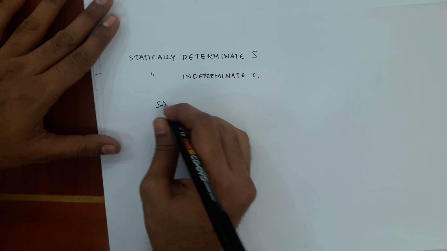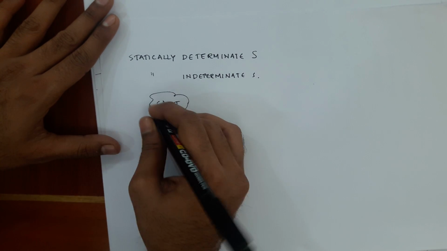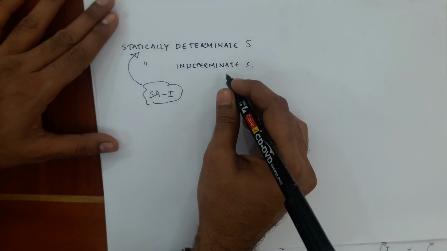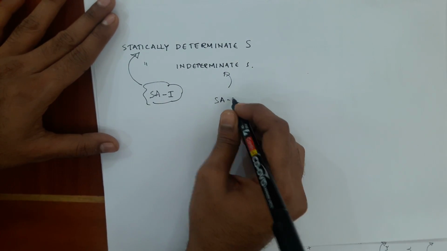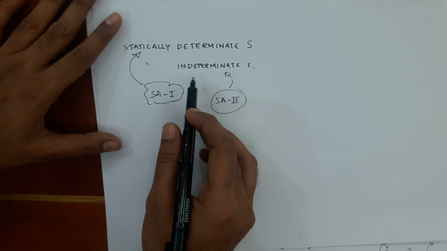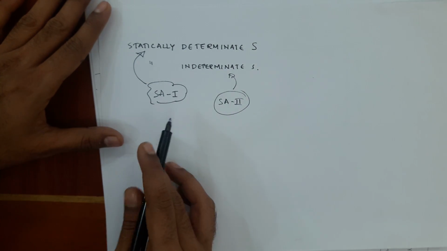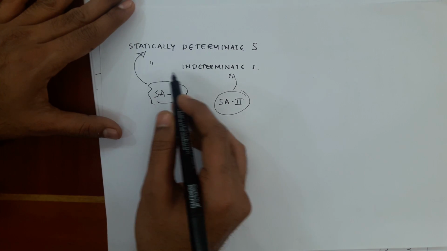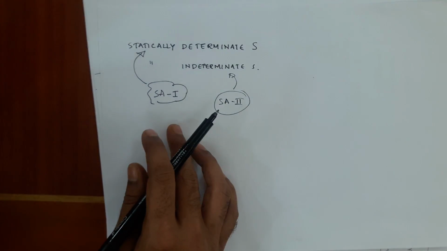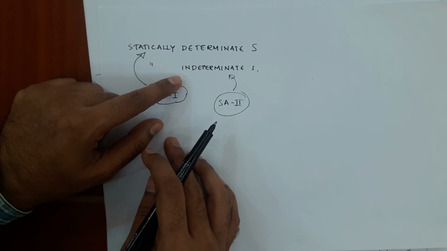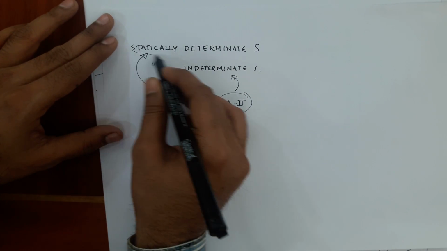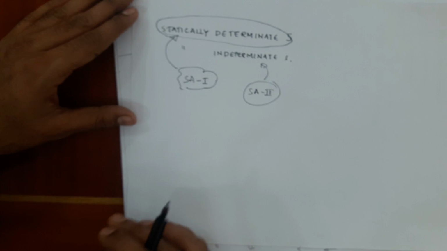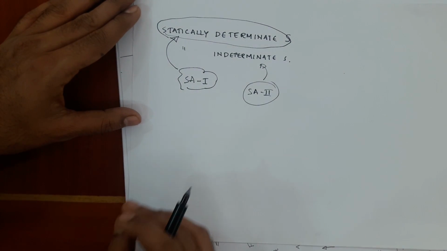In Structural Analysis 1, we are only subjected to the analysis of statically determinate structure, and in Structural Analysis 2 we are only subjected to analysis of statically indeterminate structure. The most common structures, the public buildings and the residential buildings, are statically indeterminate structures. In order to analyze statically indeterminate structure, we have to know how to analyze statically determinate structure first. So in this video, I will just explain the difference between determinate and indeterminate.